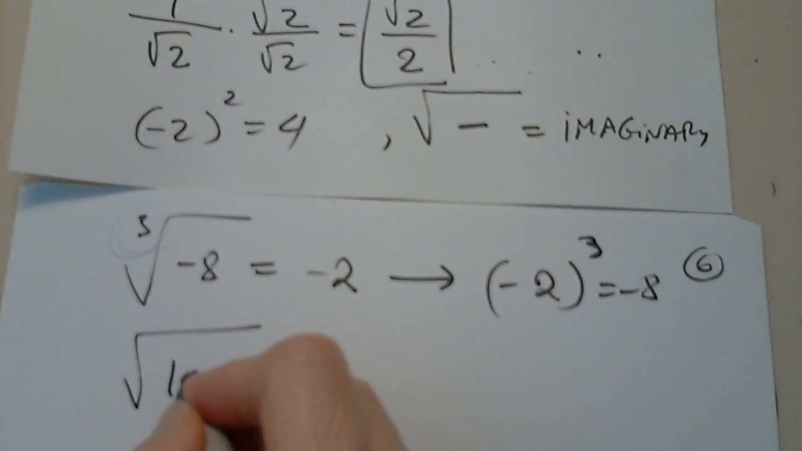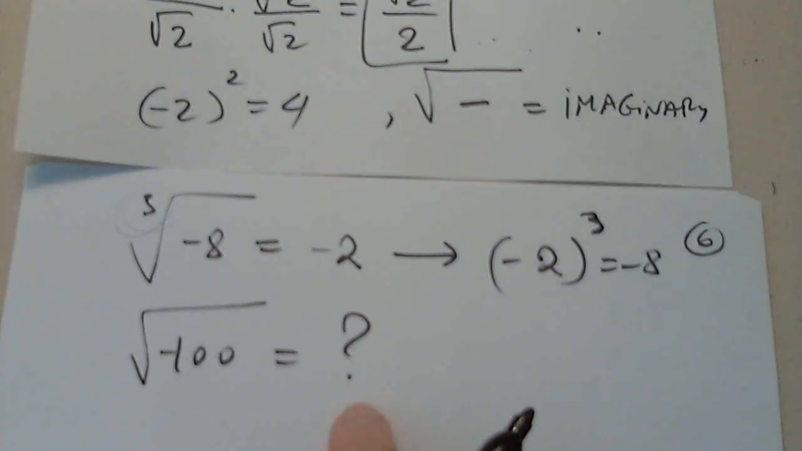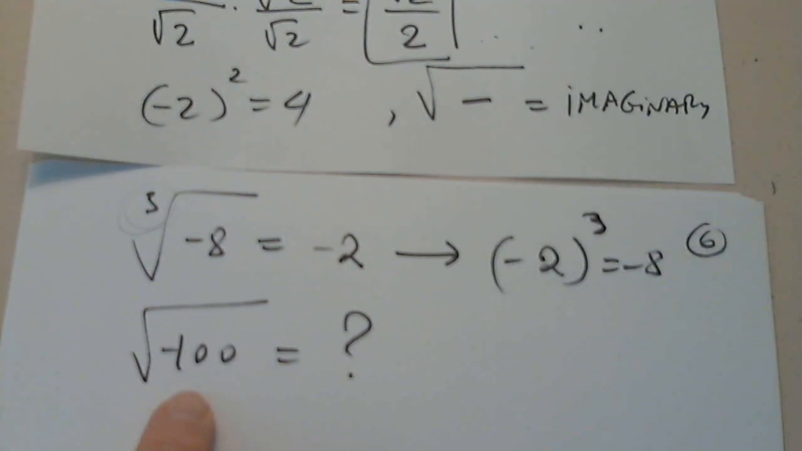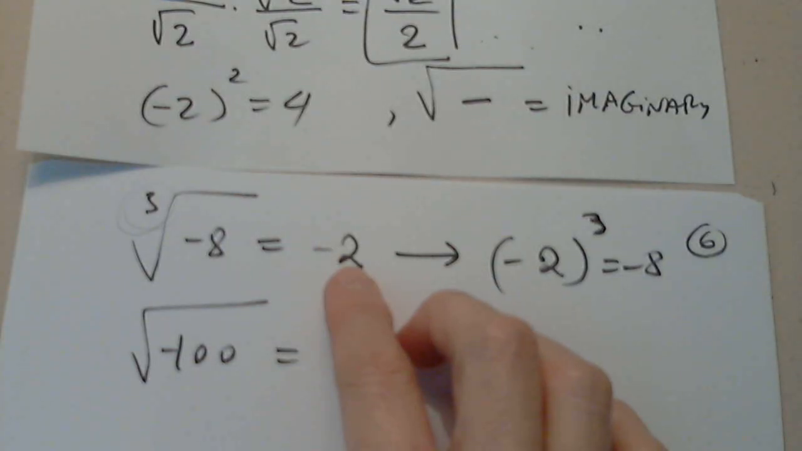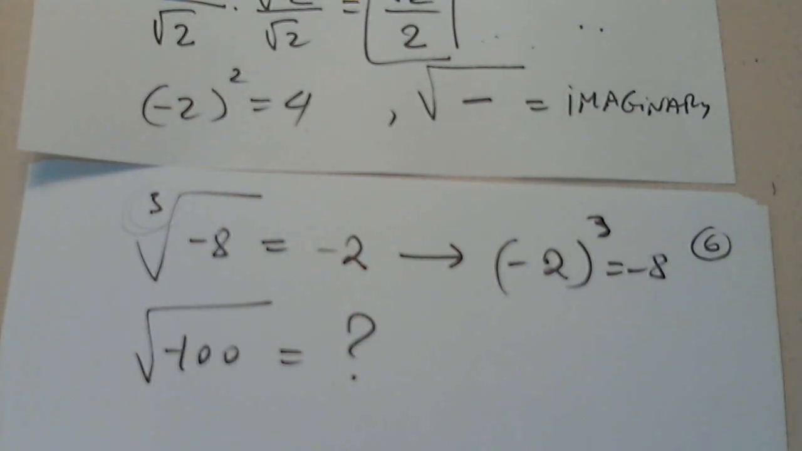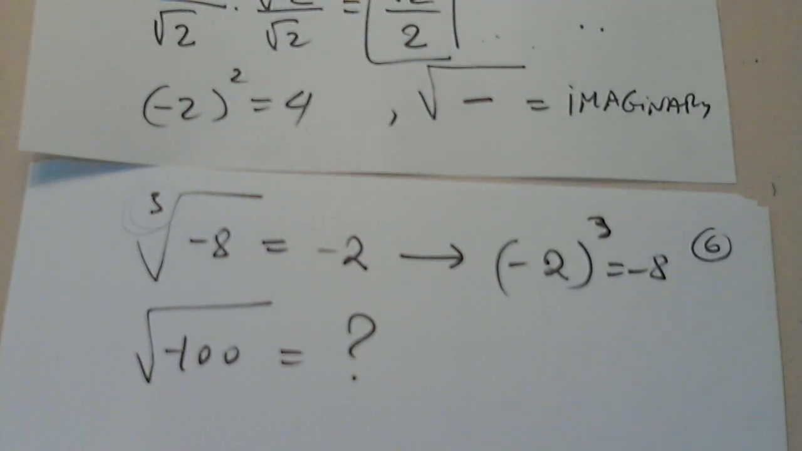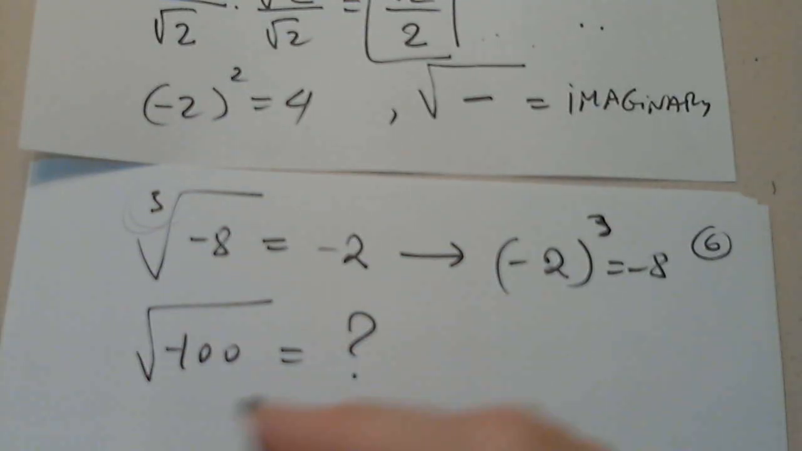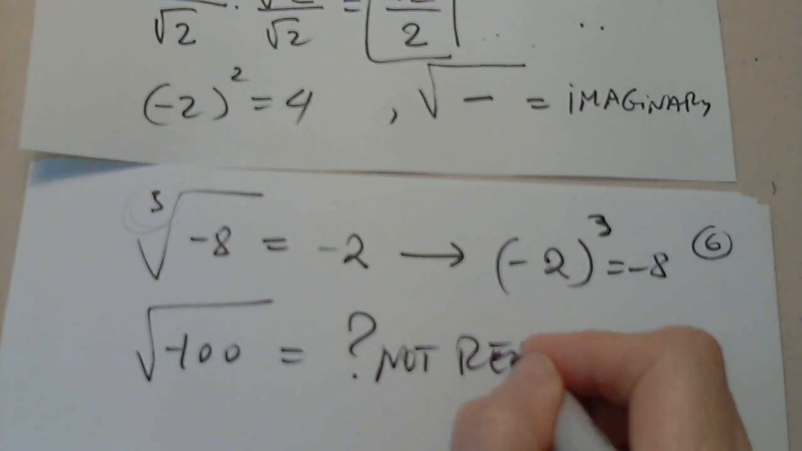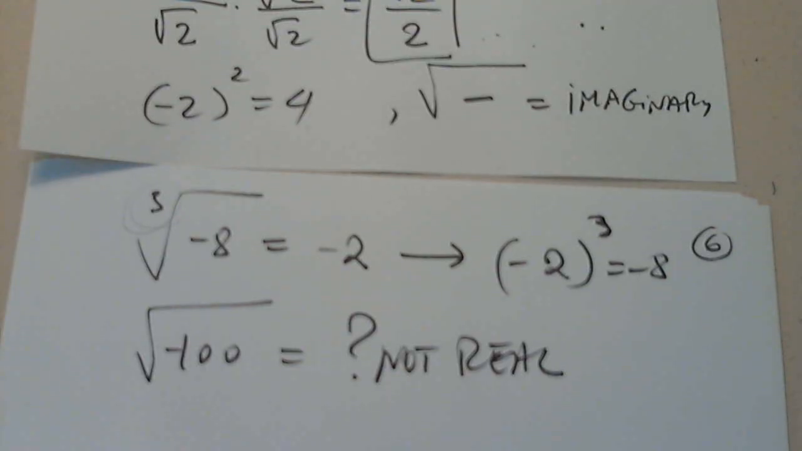But there is no number that I can square to get negative 100. Okay, that makes sense. But I can cube negative 2 to get negative 8. But there is no number that I square to get negative 100. So that's why this is not real. Very good. So here we say, so this is 1.3, okay.